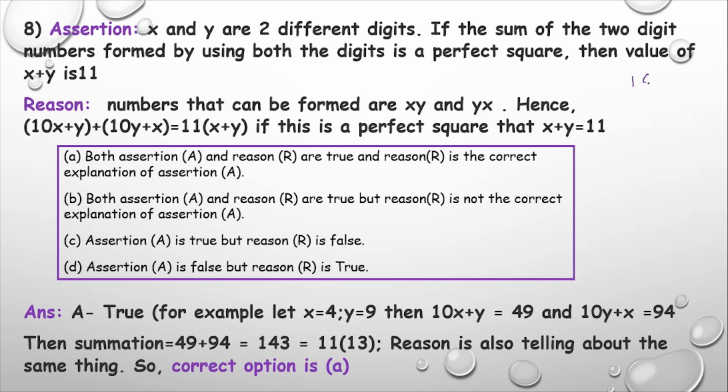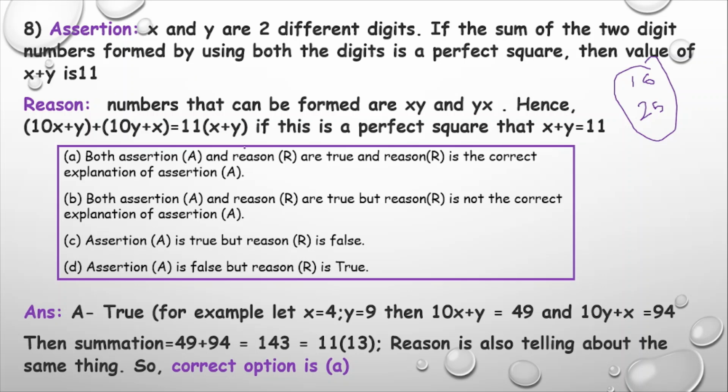So, in the case of 16, 1 and 6 are the digits. In the case of 25, 2 and 5 are the digits. Like that, if you take the two-digit number, then the value of x plus y is 11. Just by the number, whether we are able to check, we will see. Now you go for the reason.